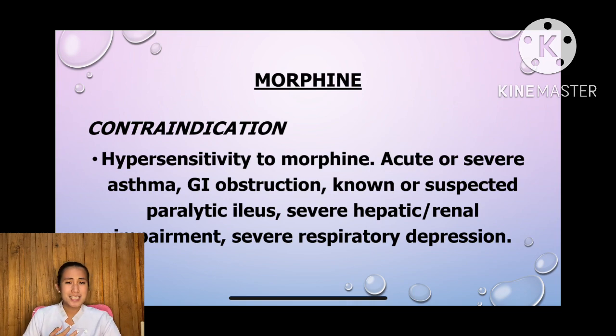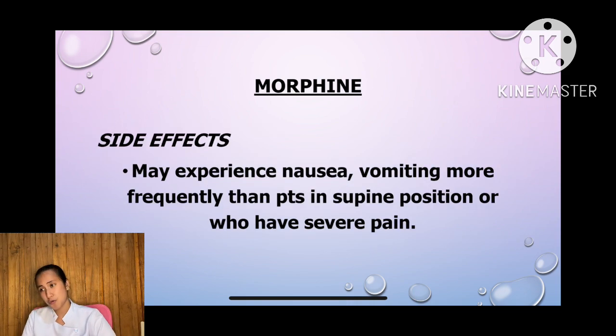And then what are its side effects? We should always remember the side effects of our medication. The side effects of morphine are that the patient may experience nausea and vomiting more frequently than a patient in supine position or who has severe pain. So they will experience frequent vomiting if we are not going to follow what the doctor orders. If we are the patients and we do not obey what the nurse or the doctor told us.